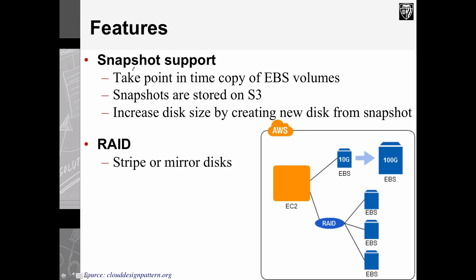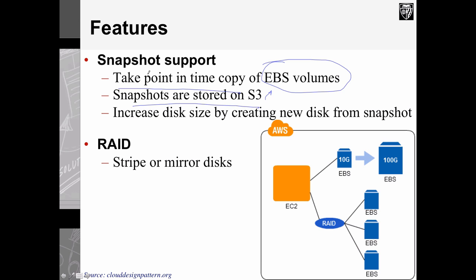So we talked about snapshot support. A snapshot essentially lets you take a point-in-time copy of your EBS volumes. That means as of that moment, as of that time, it copies the entire contents of the EBS volumes and keeps it in an S3 bucket. The snapshots are stored in S3 buckets. You can take as many snapshots as you want of your EBS volumes.